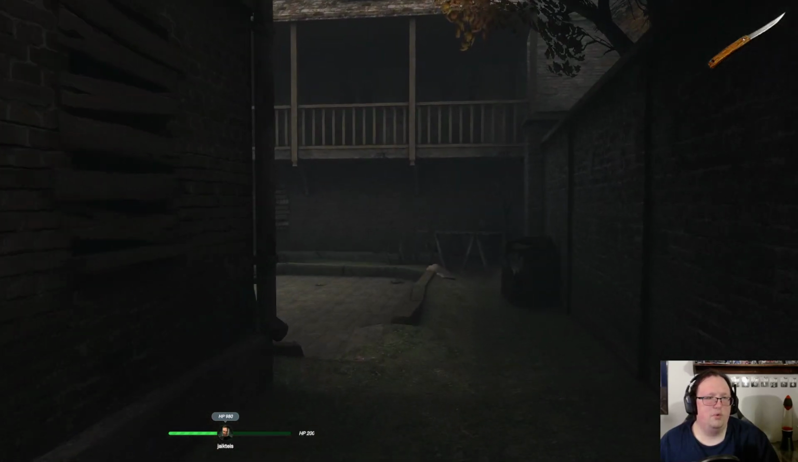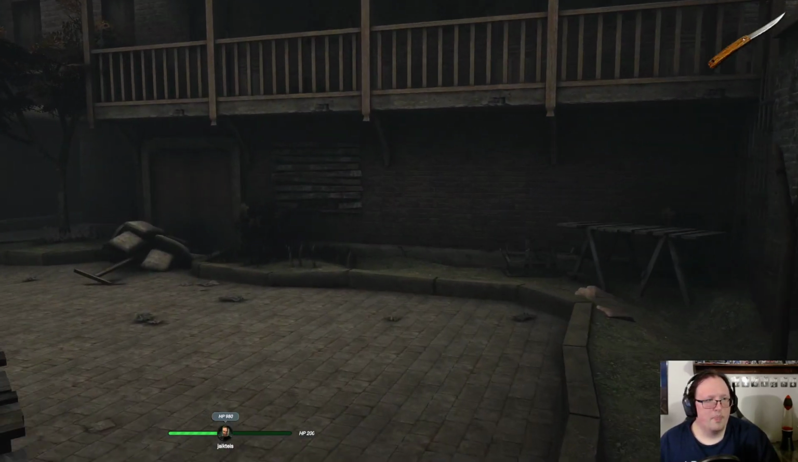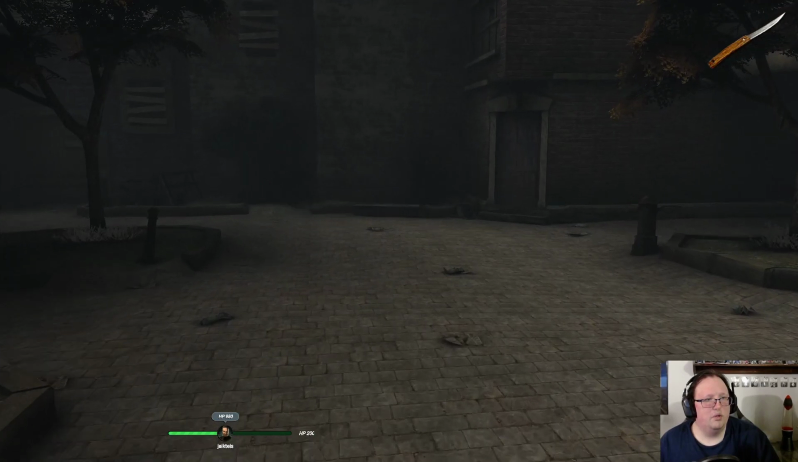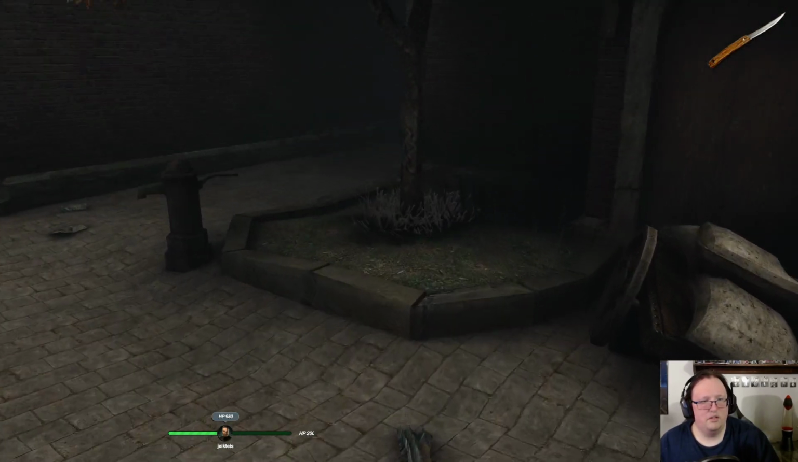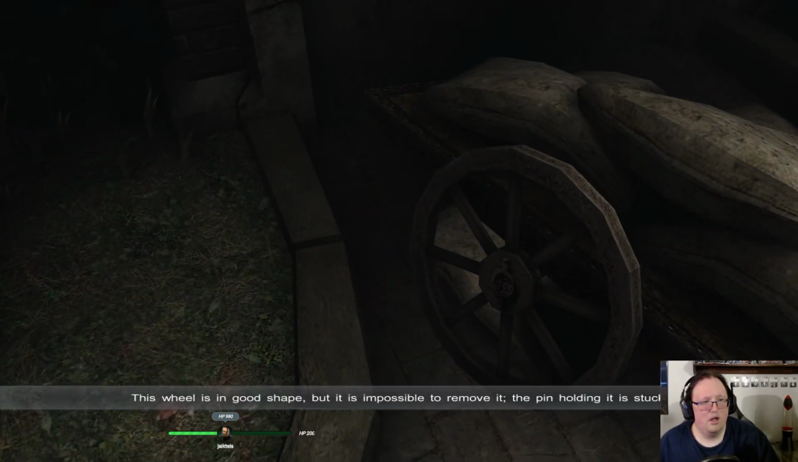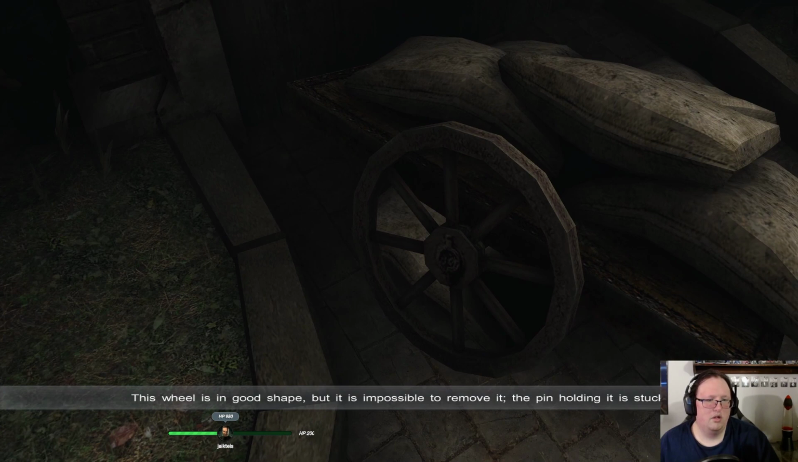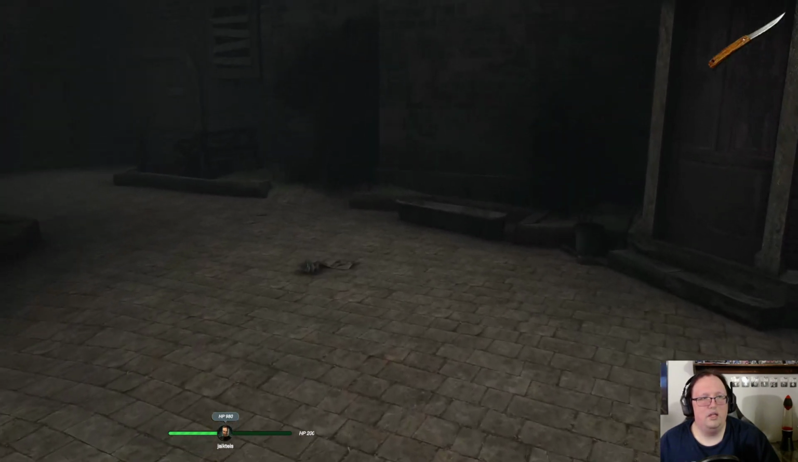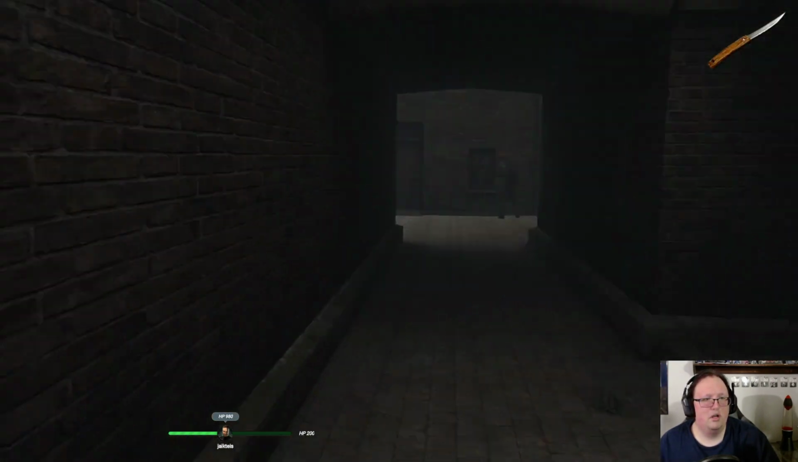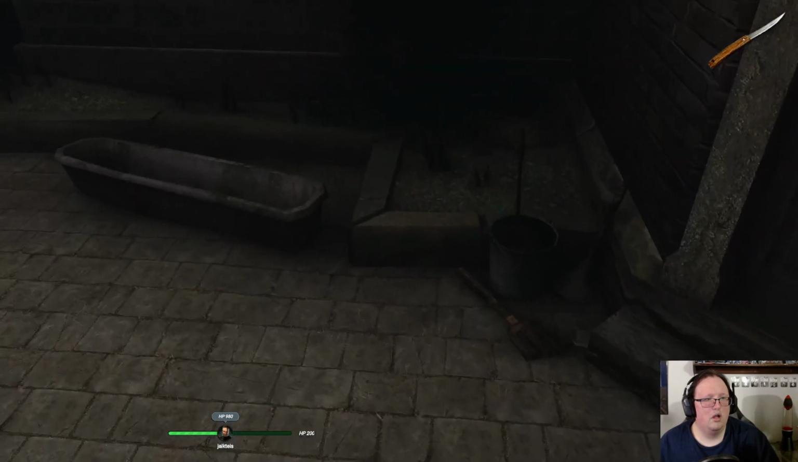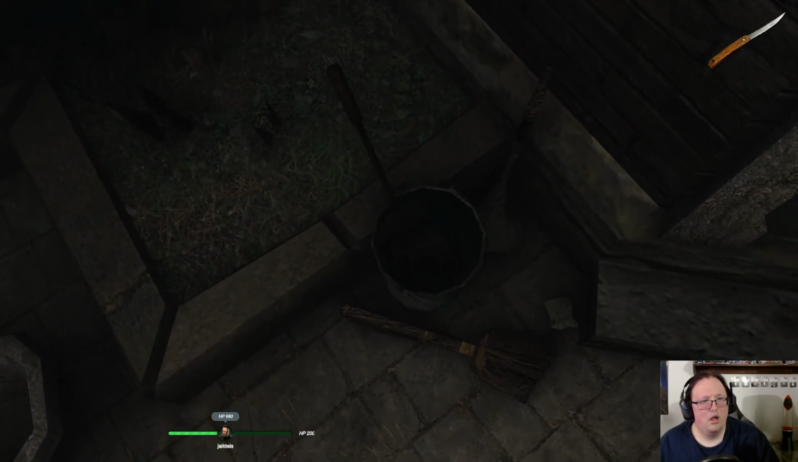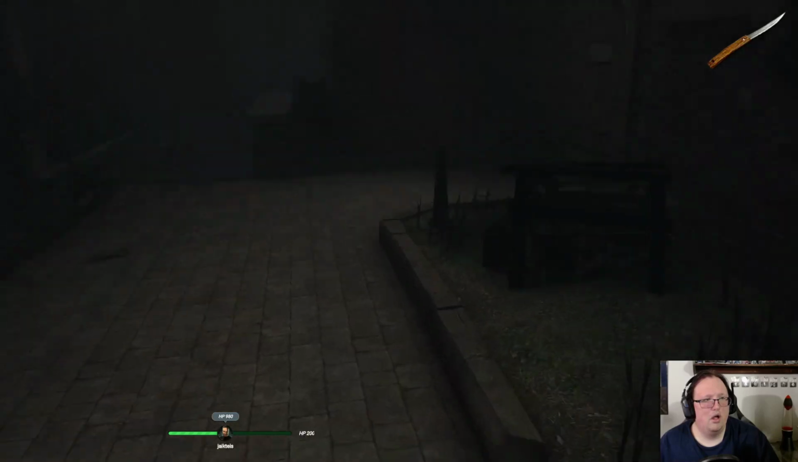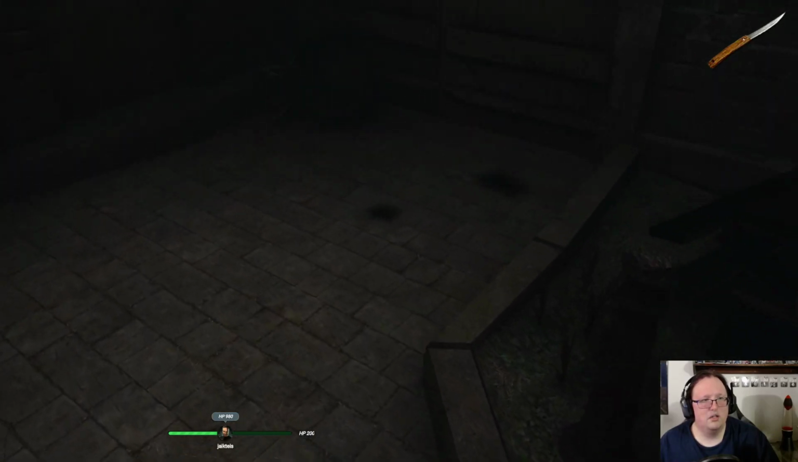Alright, now we need a wheel. And I bet I can take the one off of this shabby cart. This wheel is in good shape, but it is impossible to remove it. The pin holding it is stuck. Then I need a hammer. Or a mallet.